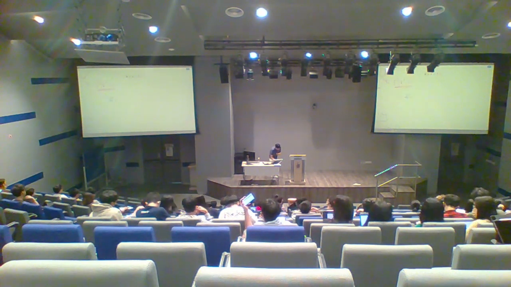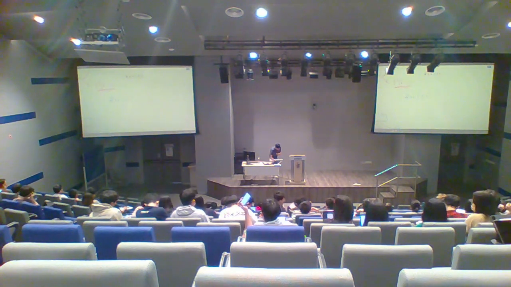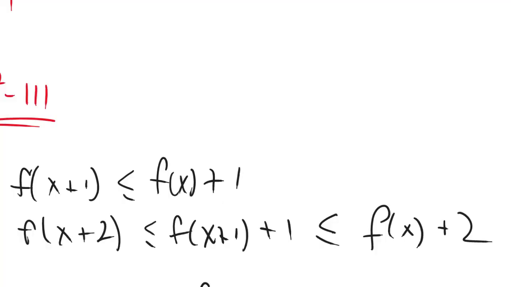f(x+1) is less than or equal to f(x)+1. But this also means that f(x+2) is less than or equal to f(x+1)+1, right? I just changed x to x+1. Those are still real numbers, so we are fine. Is that okay? But this thing, by this, is less than or equal to f(x)+1, so it's plus 2.